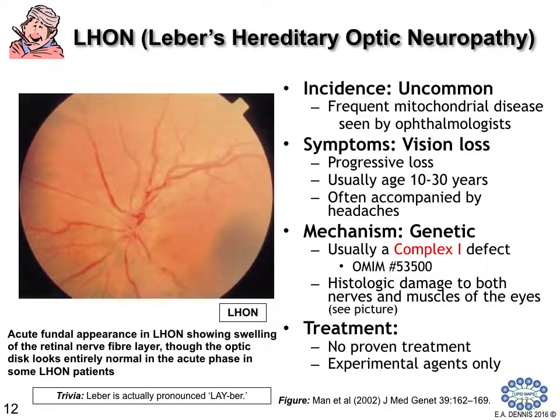Now let's look at 3 typical mitochondrial diseases. The first is Leber's hereditary optic neuropathy, and it, like the others we'll look at, is an uncommon disease, rarely found. Leber's disease is picked up by ophthalmologists typically, who observe a swelling of the retinal nerve fiber layer. The symptoms that occur and bring the child to an ophthalmologist are progressive loss of vision, sometimes accompanied by headaches. This is a complex 1 defect of one particular protein in that enormous complex. And like the other mitochondrial diseases, there are no cures, but there are some experimental agents that will help treat the disease.